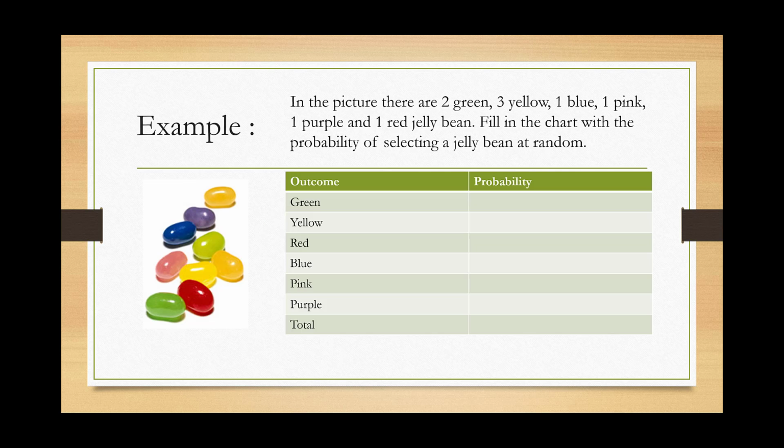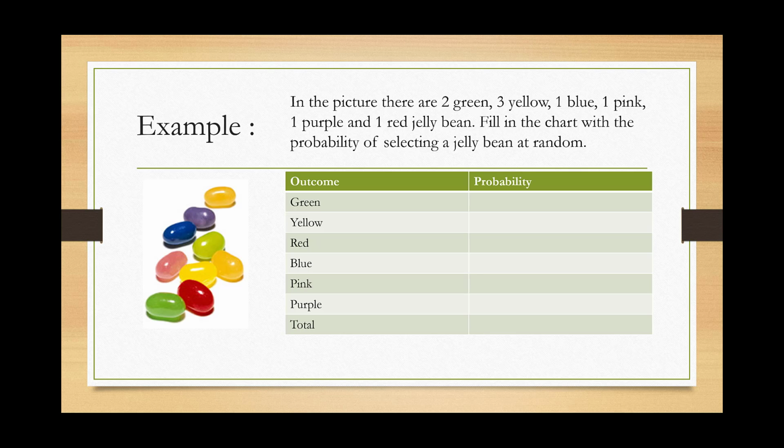Right. In our next example, it says, in the picture, there are 2 green, 3 yellow, 1 blue, 1 pink, 1 purple, and 1 red jelly bean. We're going to fill in the chart with the probability of selecting a jelly bean at random. So the idea is we're going to pick one, and we're going to look for probabilities. I'm going to leave this one in fractions.